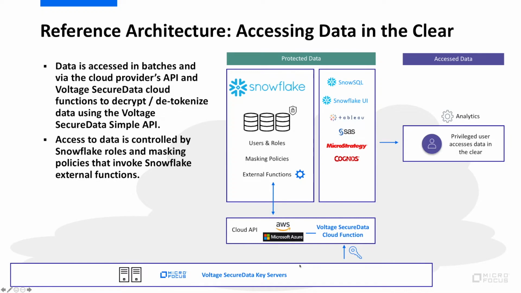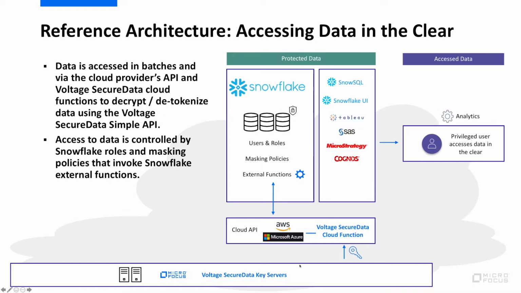And all it needs from the Voltage SecureData key servers at the bottom of this diagram is the actual encryption key, and it's going to ask for it, and that key will be derived, and it's going to be exactly the same key, the symmetric key that was used to encrypt the data at the start of this process on the left hand side.